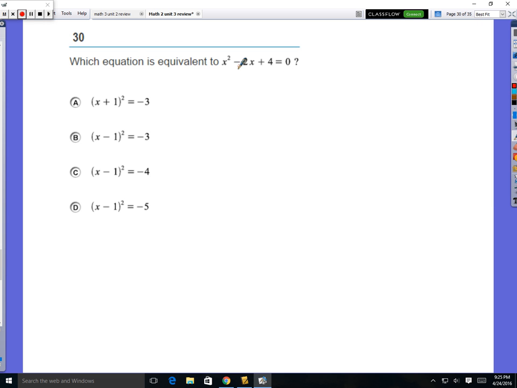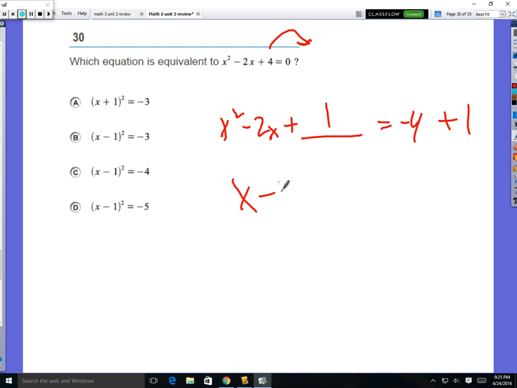Which one is equivalent to this? Are they just completing the square here? I think so. So move the 4 over. X squared minus 2x plus blank equals negative 4. We want to add a 1. So we have to add a 1 here. So that is x minus 1 squared. And over here, minus 4 plus 1 is negative 3. So we're going to go B.